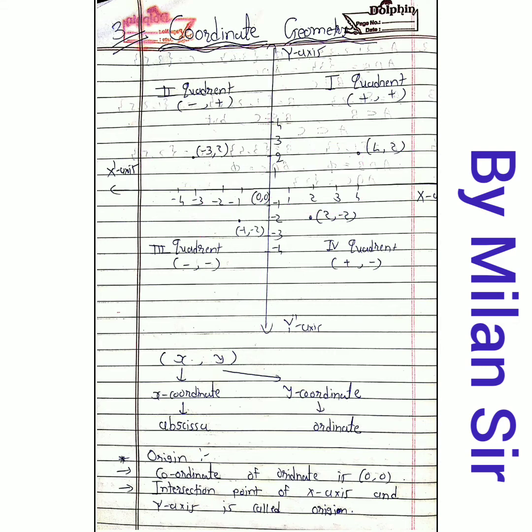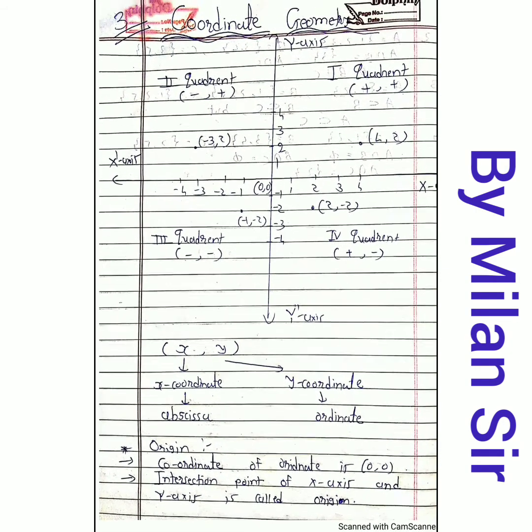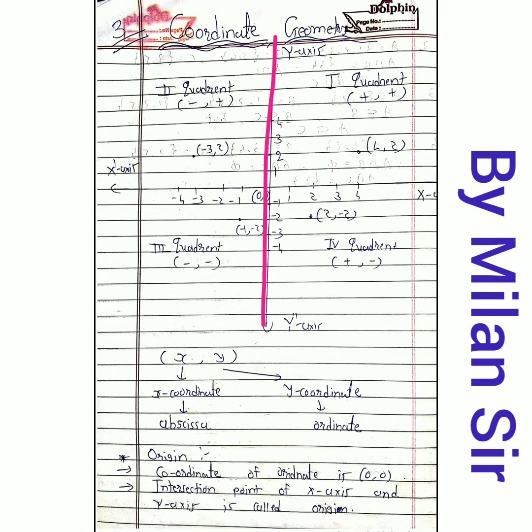Okay, that means here the x-axis is there, and here we can say x dash axis, otherwise minus x-axis, right? Because negative numbers are present here, that's why. Alternately this whole line is our x-axis, but separately it is called plus x-axis and minus x-axis. This horizontal line is called x-axis and this vertical line is called y-axis.